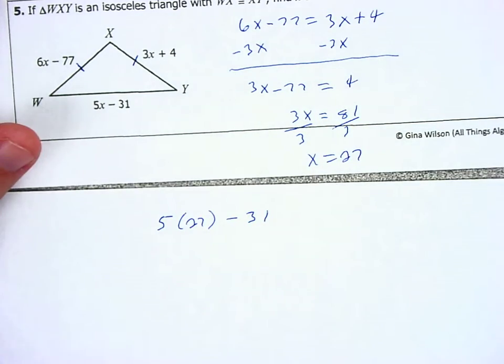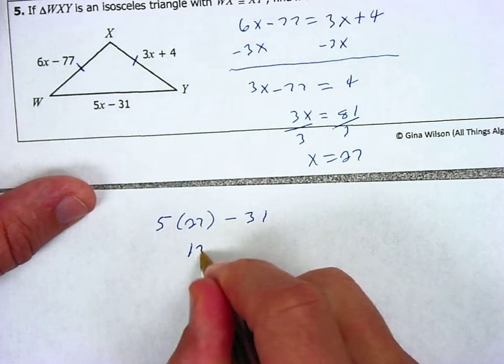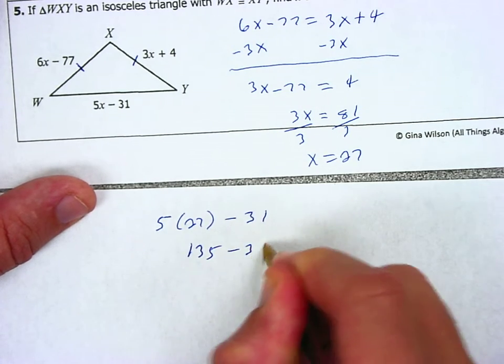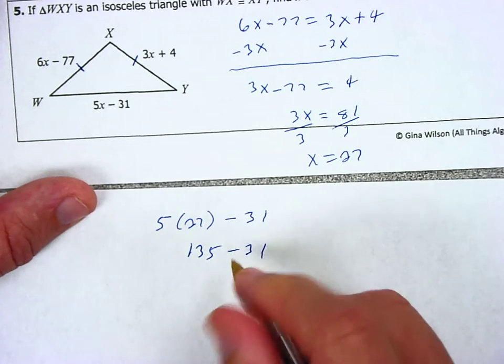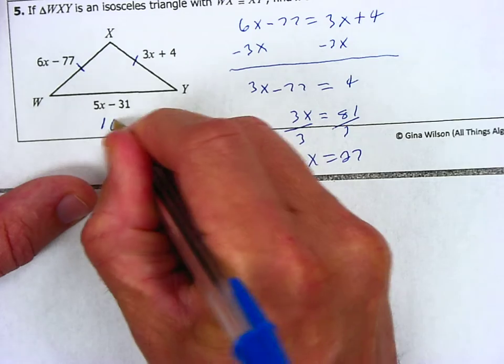Make sure you multiply first. So 27 times 5. Someone always beats me. Is there anyone out there going to beat me? I heard 135, so 135 minus 31, and then you get the winner of 104. And that's for this bottom side right here.